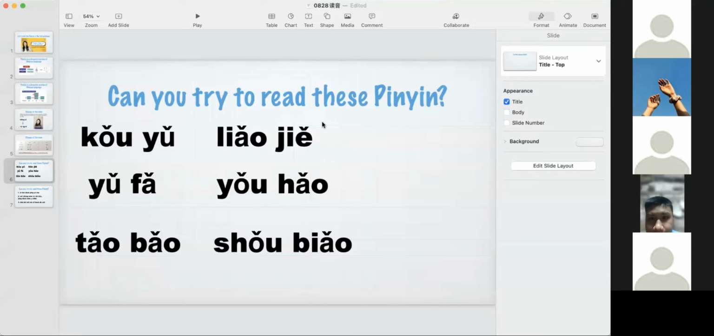Do you want to try this challenge with me? Read the 6 words, okay? OK,老师。Mm-hmm. 口语, mm-hmm. 口语. Yes, you can read from left to right, okay? 了解, 了解. Remember, when the two third tones combine together, you change the first character into the second tone.